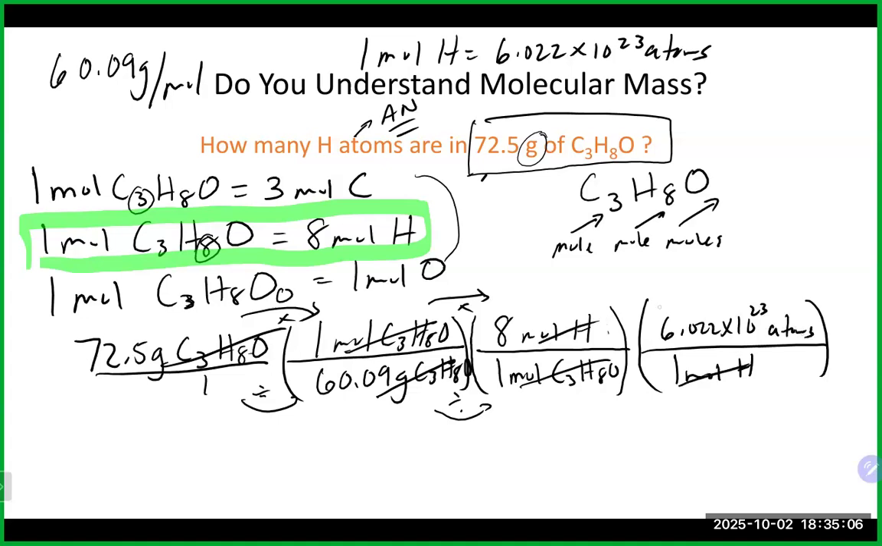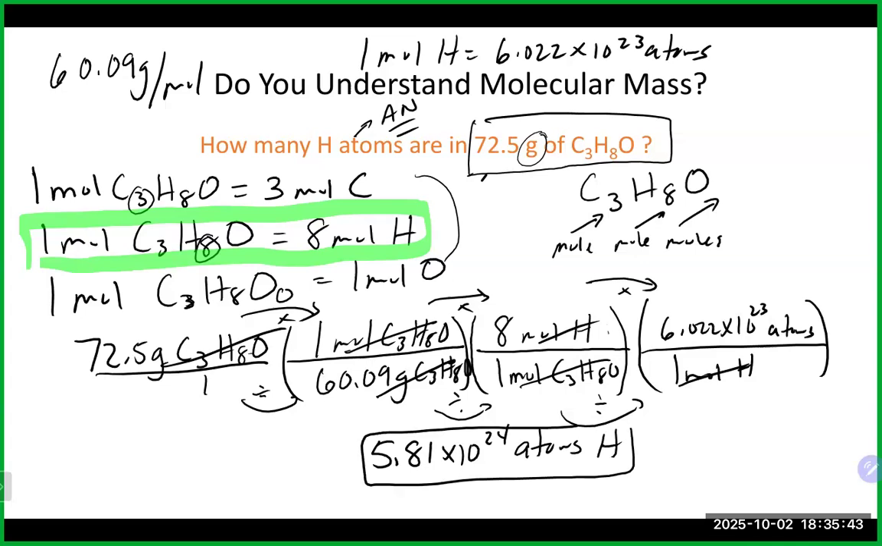The moles of hydrogen are going to cancel, still multiplying the top and dividing the bottom. So now popping that in, 72.5 times 8 times 6.022 times 10 to the 23, and we're going to come back and divide by our 60.09. Maybe hit the right button there. 9. There we go. And that's going to give us, in this case, 5.81 times 10 to the 24 atoms of hydrogen.